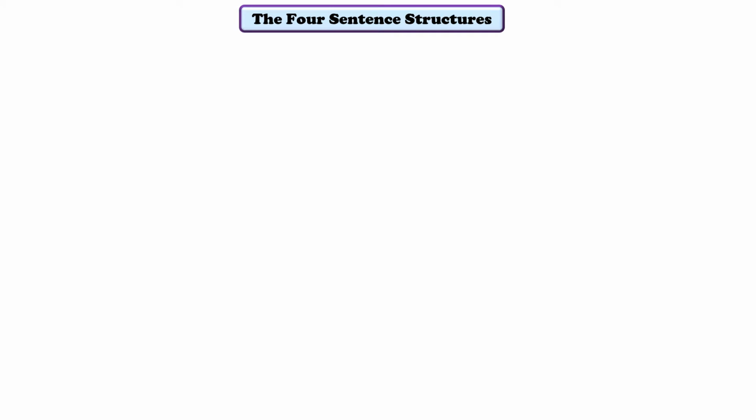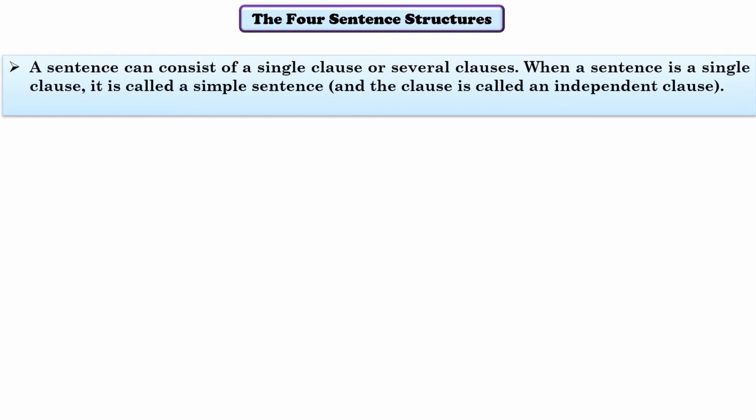Now, let's talk about the 4 sentence structures. A sentence can consist of a single clause or several clauses. When a sentence is a single clause, it is called a simple sentence, and the clause is called an independent clause. A sentence must contain at least one independent clause. Below are the 4 types of sentence structures, with their independent clauses in blue.